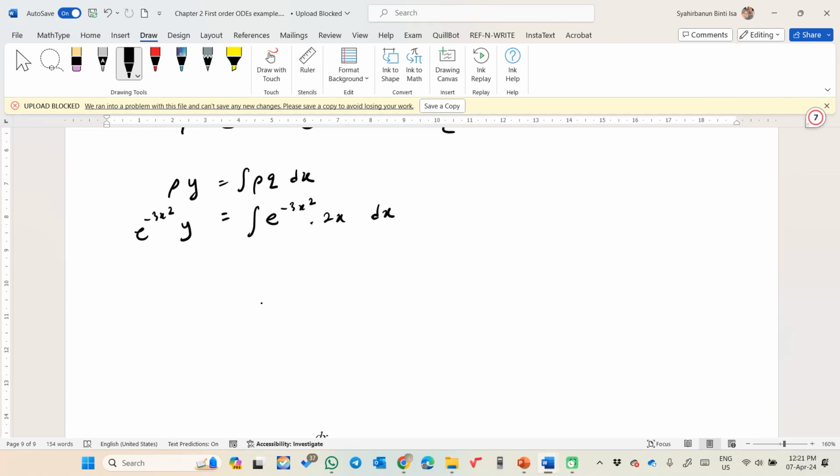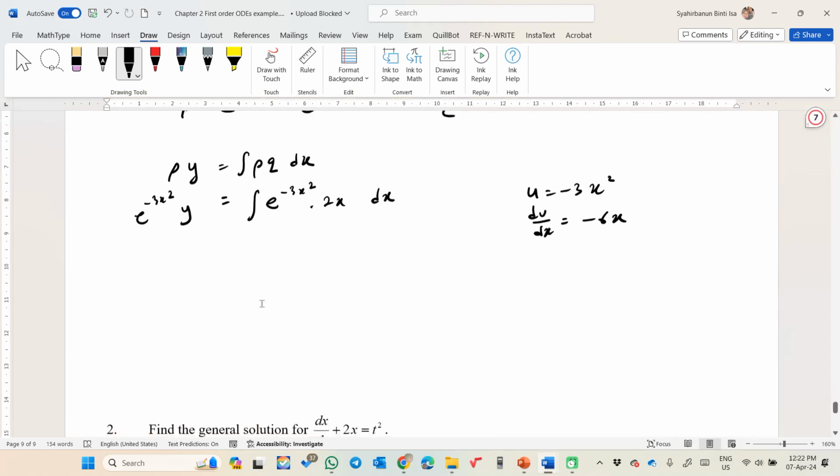But for this equation, actually it's a simple equation. Once again, this is just a substitution. What we can substitute is this term, the power of the exponent, negative 3x squared. You can also just take u as x squared, never mind. So if we take u as negative 3x squared, we have du over dx equal to negative 6x. Then it's up to you how to do the substitution.